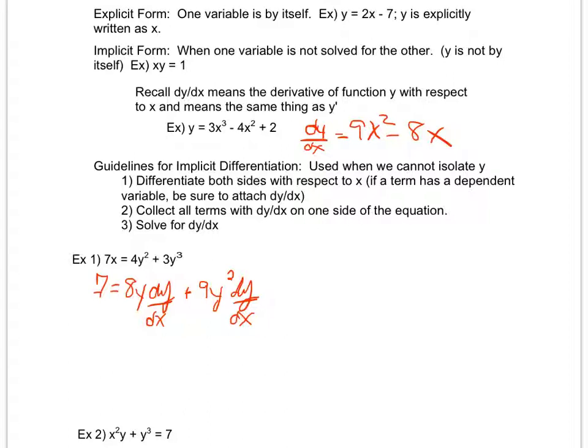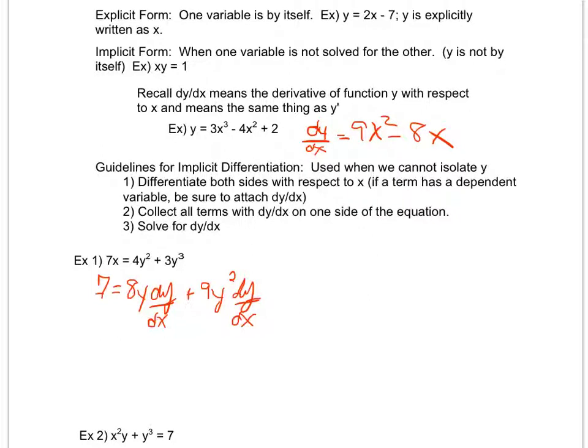From here, that's step 1. Now I'm going to do step 2, which is to collect all terms with a dy dx on one side. Well, that's already done. And then I have to solve for dy dx. If I wanted to get dy dx by itself, the first thing I notice is, well, these two terms both have a dy dx, so let's factor it out.